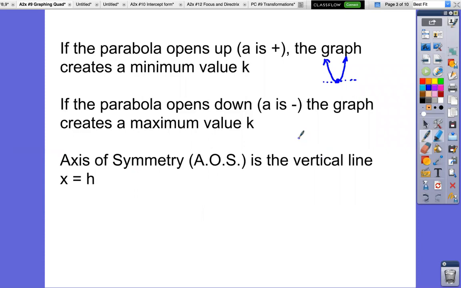If the parabola opens down, if a is negative, and again, we discussed this yesterday, if your a value is negative, then that means it opens down, and then your vertex will be the highest value or the maximum value. Now, hopefully that makes sense. A lot of people mix that up.